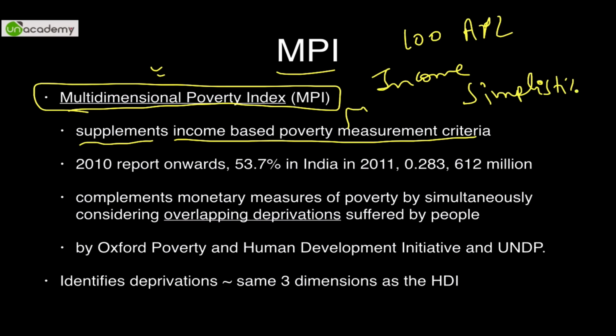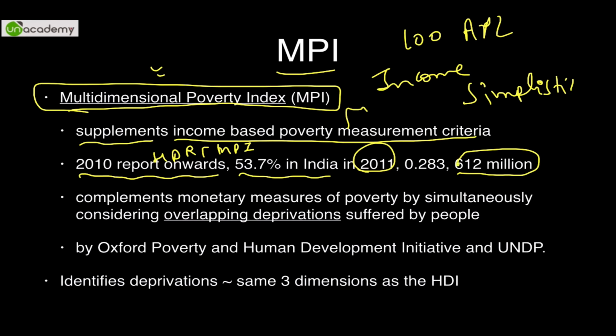Now from the 2010 reports onwards, that is the HDR, Human Development Report, MPI was calculated. It came out in 2011, and it said more than half of India's population, at that time 612 million, was multidimensionally poor. The score was 0.283 and it was worse than Bangladesh. Is that understood? So even compared to our poorer neighbor, we were performing very badly.